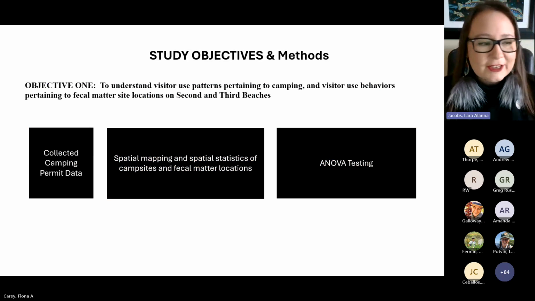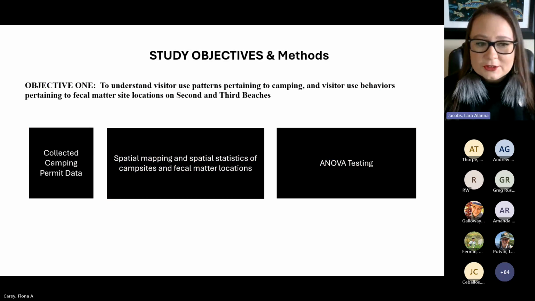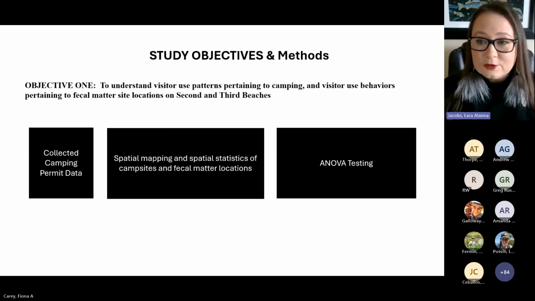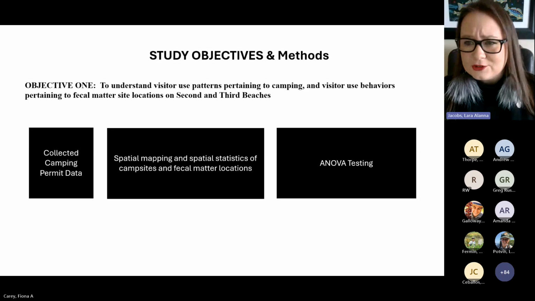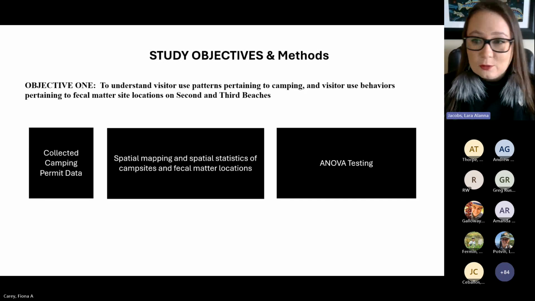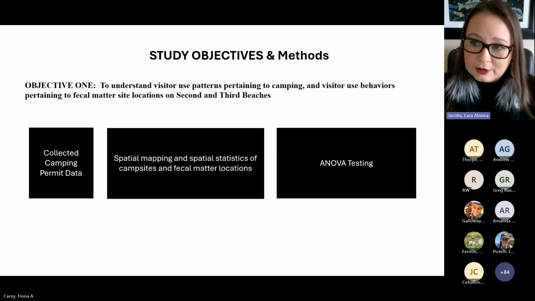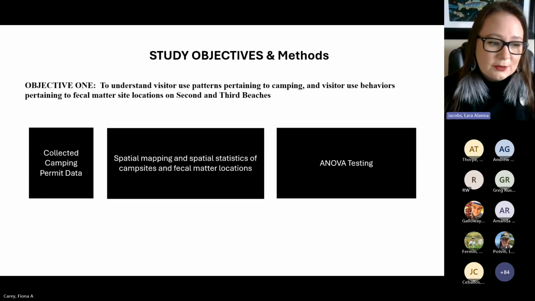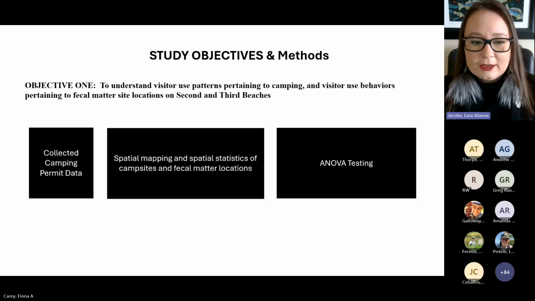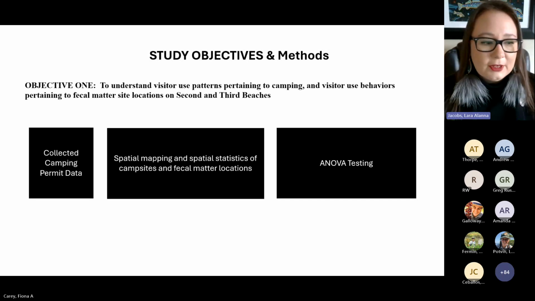We had a lot of objectives. Like I said, this was a huge project. Our first objective was to understand visitor use patterns pertaining to camping and visitor use behaviors pertaining to fecal matter site locations. So where are these people camping when they're out on these beaches, and where are they depositing their fecal matter when they're not using the pit toilets? So we collected camping permit data, and then we did a bunch of spatial mapping and spatial statistics of the campsites and the fecal matter locations. And we analyzed those through multiple different means, including ANOVA testing. Next slide.